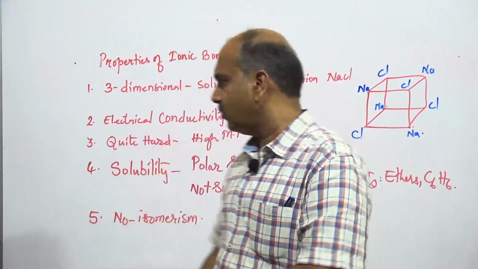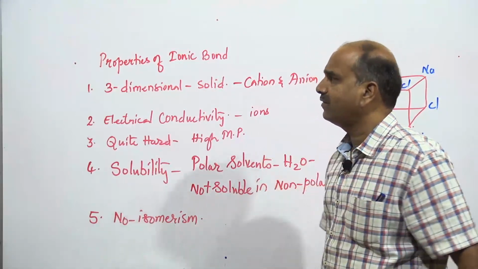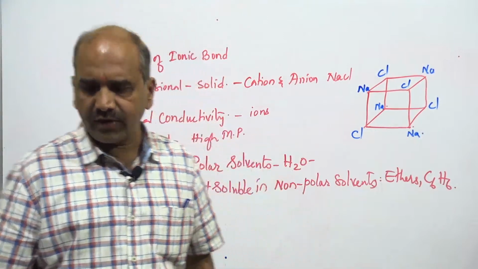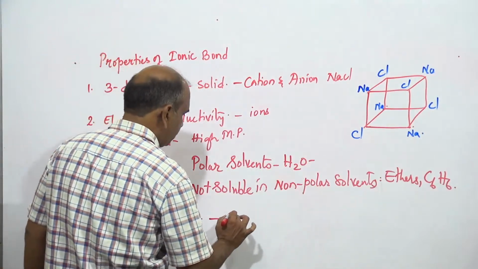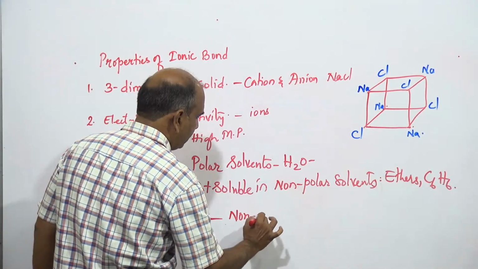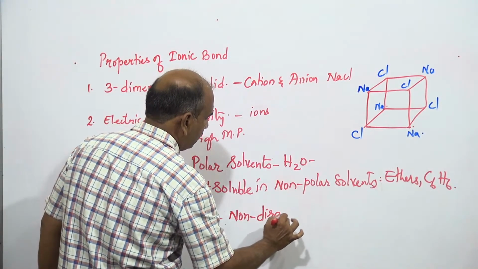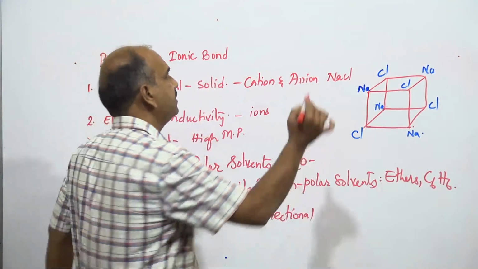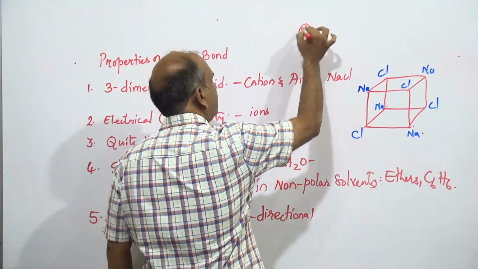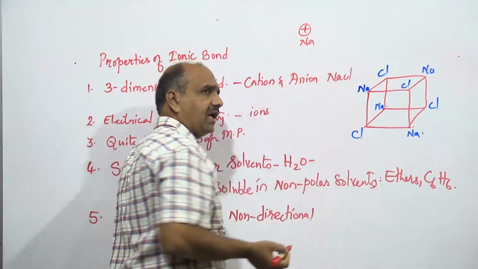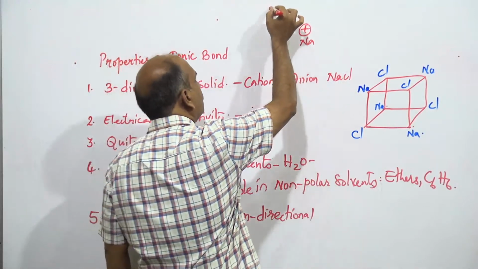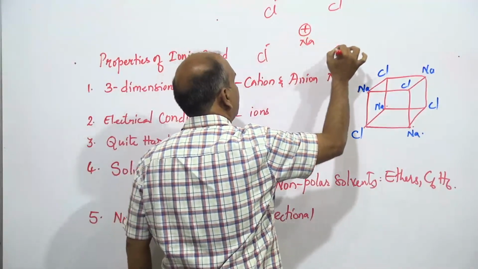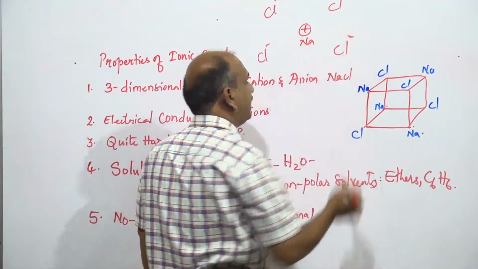So since there are usually no isomers in the case of ionic bond, they are going to be non-directional. What is the meaning of this? Any positive ion is there, say sodium ion or calcium ion. Whatever the chloride ion, let it come from any corner, there shall be the attractive force.